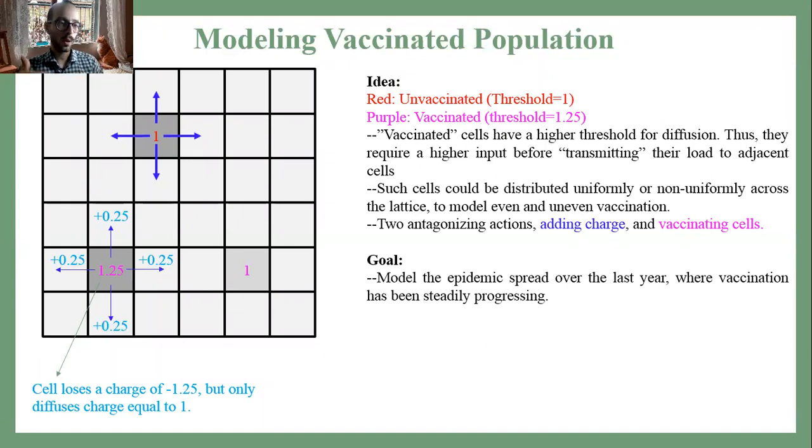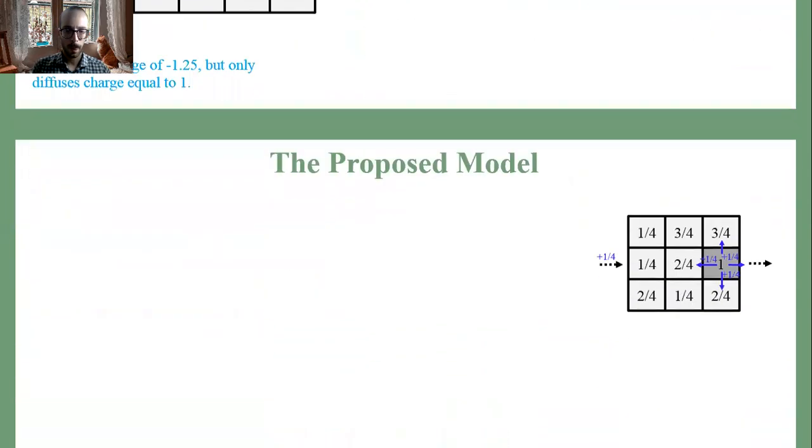And moreover, when they cross this threshold and diffuse, they diffuse a much smaller amount of their charge. So we assume here that some amount of charge is lost. And the idea here is that vaccinated cells are much more resistant and much less able to transmit the virus themselves. So the goal here is to model the epidemic spread over the last couple of years, where we also have a steadily progressing vaccination of the population.